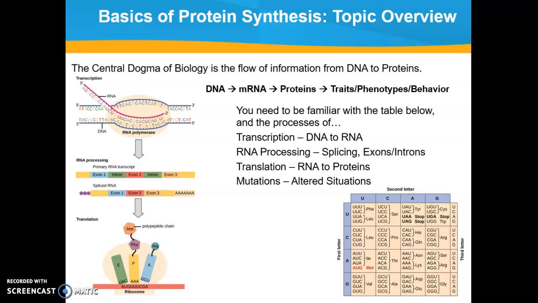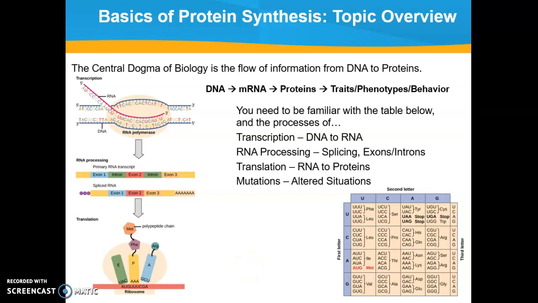And in eukaryotes, before RNA leaves the nucleus, we have that extra step of RNA processing, where introns are removed and exons are spliced together. A 5' cap is added on that end, and a poly A tail is added on that end. And then this mRNA, the final product, will leave the nucleus, go out to a ribosome, and be translated.